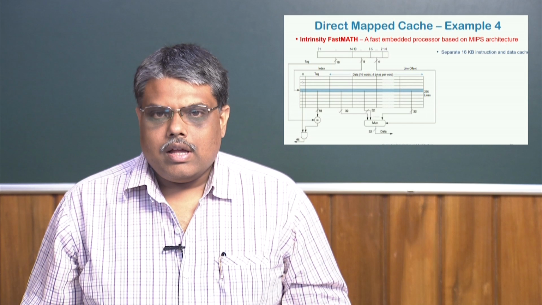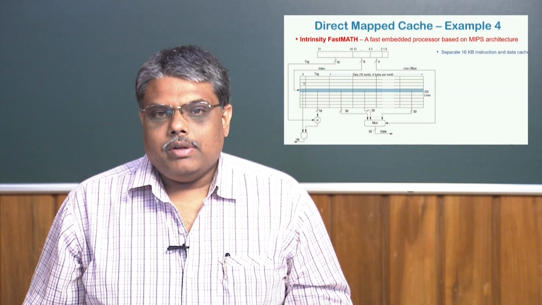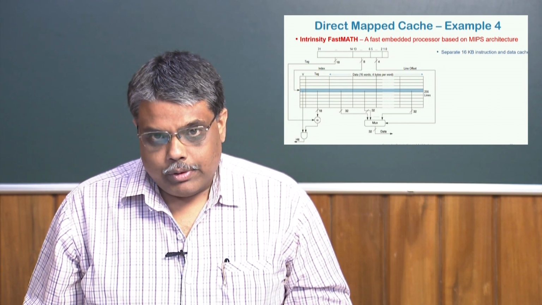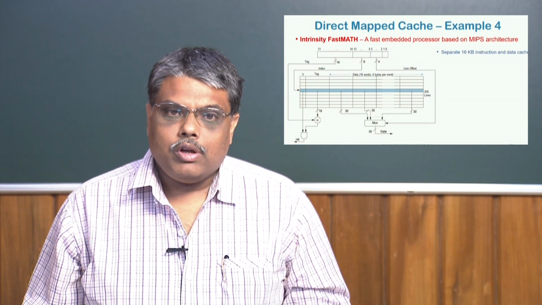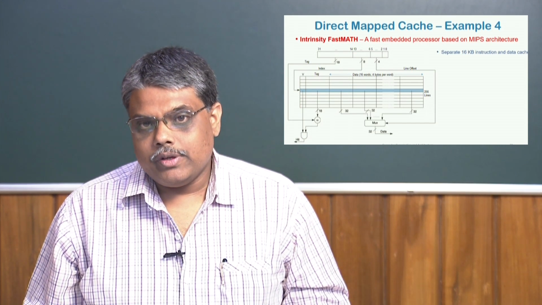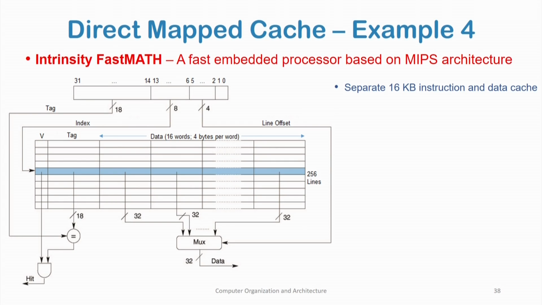As a fourth and last example, we take the example of a real world processor which uses direct mapped cache. So, we take the example of the Intrinsity FastMATH processor, which is a fast embedded processor based on MIPS architecture. The direct mapped cache organization of this processor is shown in the figure here.